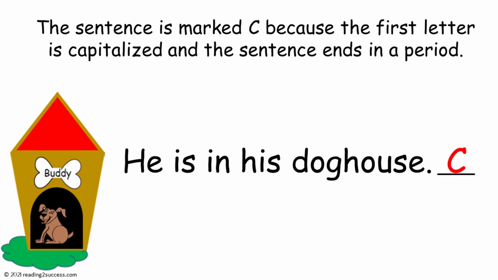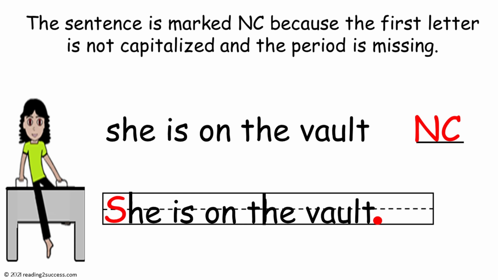The second sentence is marked capital C for correct because the first letter is capitalized and the sentence ends in a period, so it doesn't have to be rewritten. The third sentence is marked NC, not correct, because the first letter is not capitalized and the period is missing. So kids need to write the sentence again with a capital S and a period at the end.